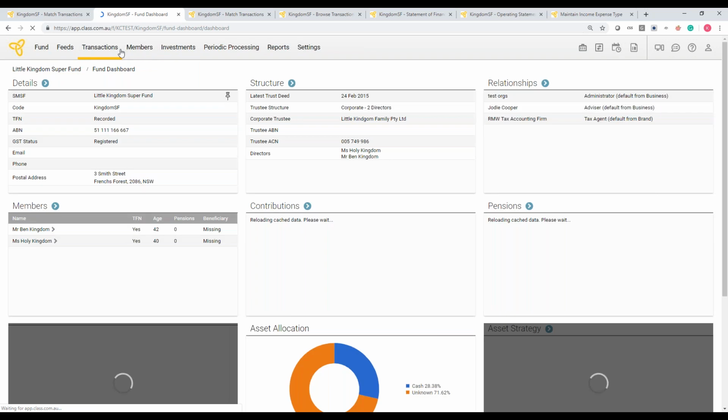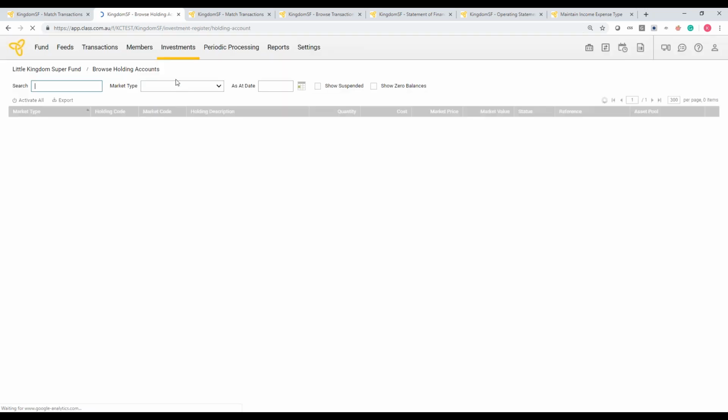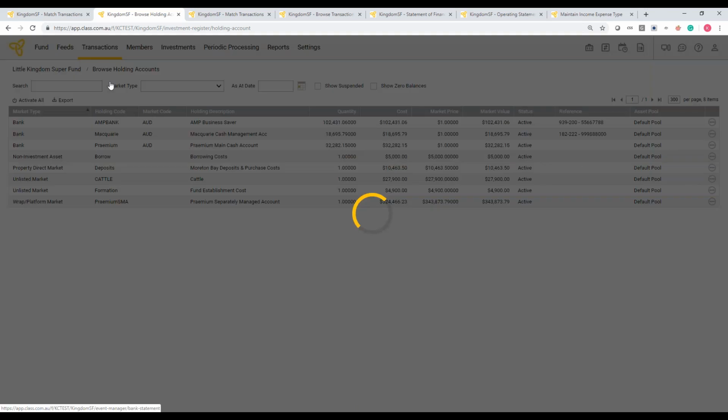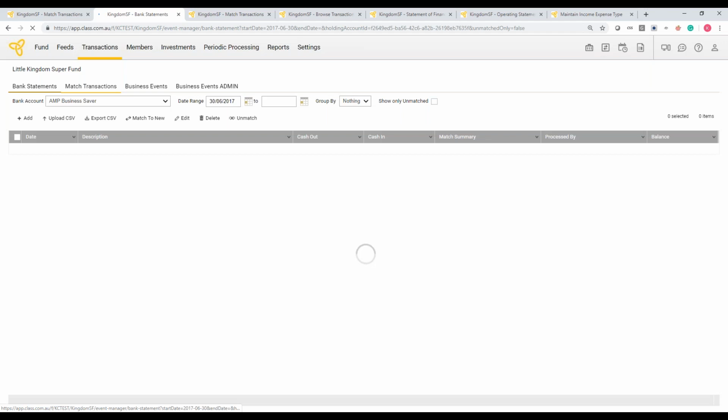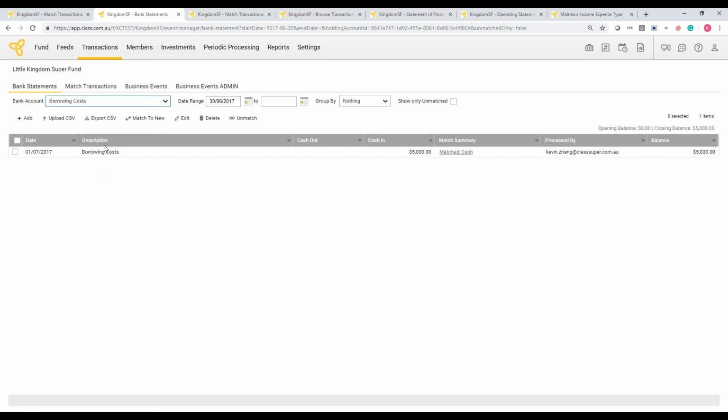So to set up borrowing costs, I've already gone through that, but again, use a custom holding account. Then to book the initial borrowing costs, say they incurred a borrowing cost on 1st July to buy a property, and it's $5,000, and then you create amortization costs.